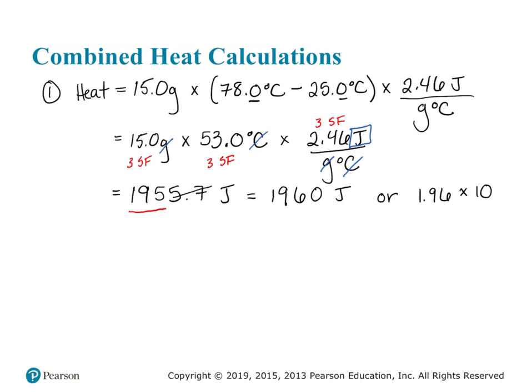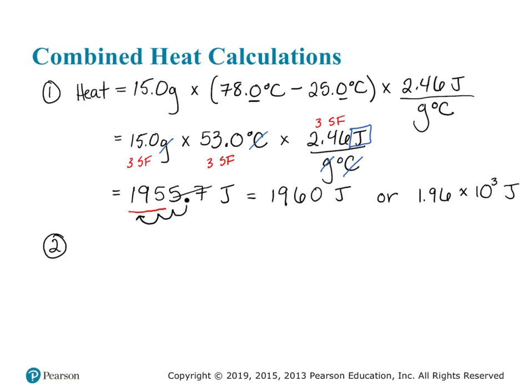So let's figure out how many times we have to move our decimal point here to get to 1.96. So that's 1, 2, 3 times. And this is a larger number, so our exponent is positive. So 2 different ways to write the same number. Either way is fine, as long as you have 3 sig figs.